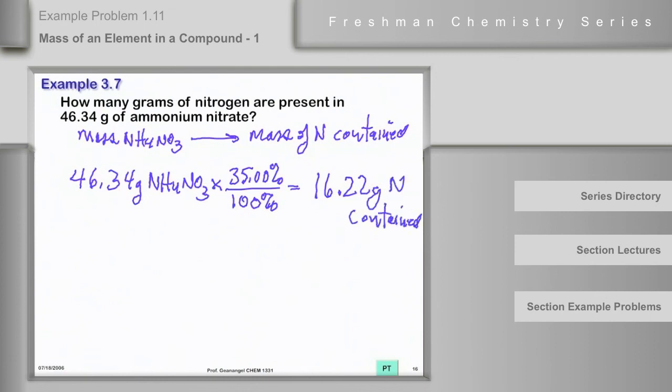So if you're going to use ammonium nitrate for a fertilizer, and you need to know how much nitrogen you're putting on your yard, this is a way you could calculate what the total amount of nitrogen yield there is in ammonium nitrate.